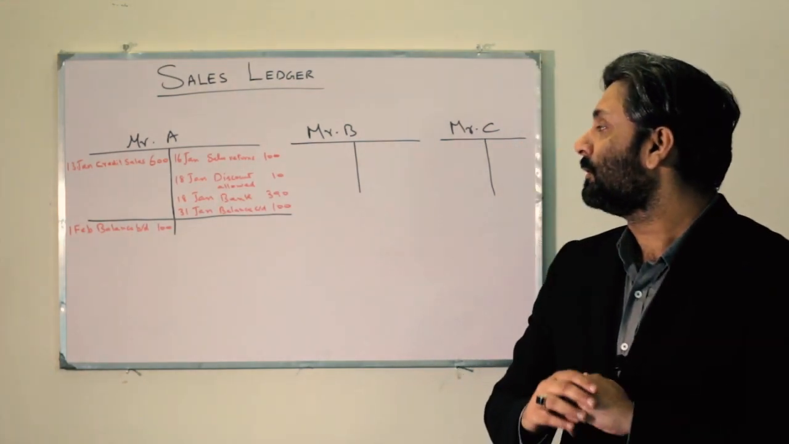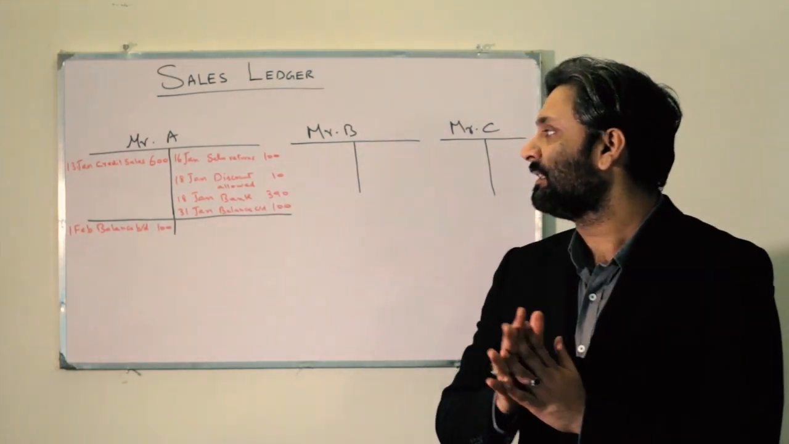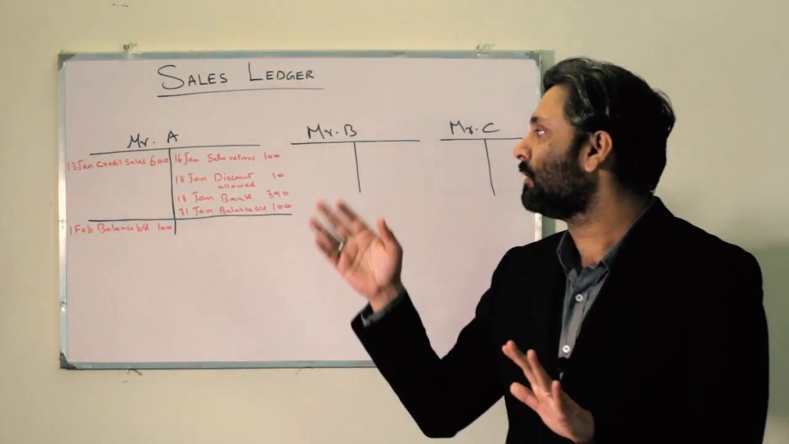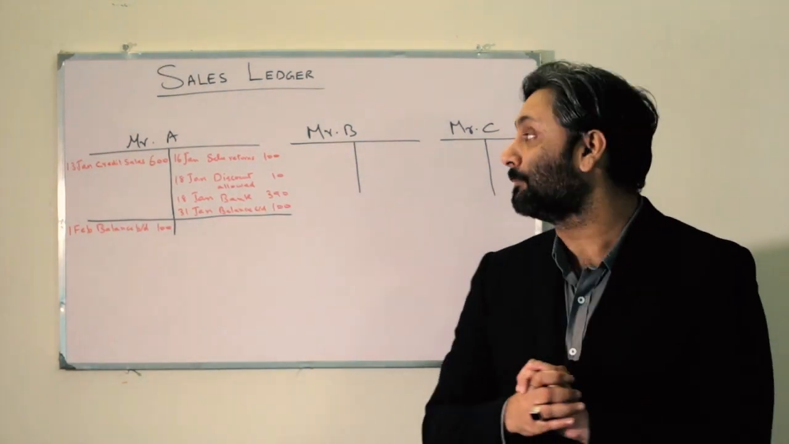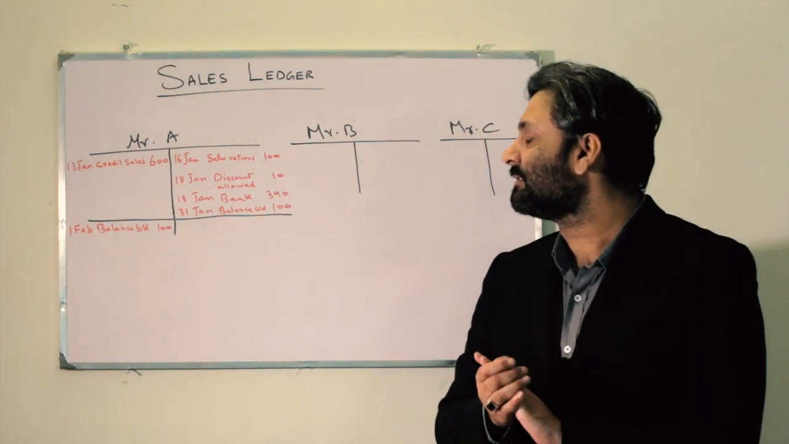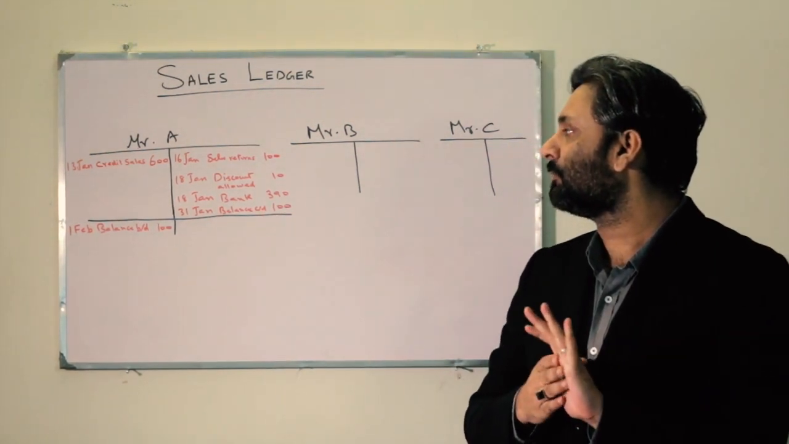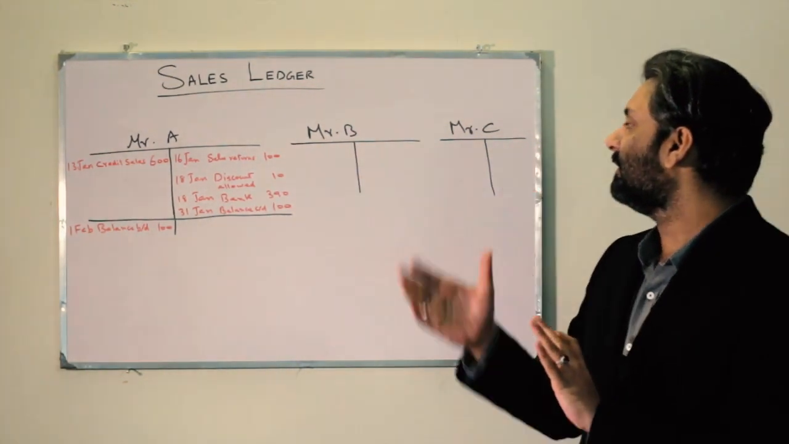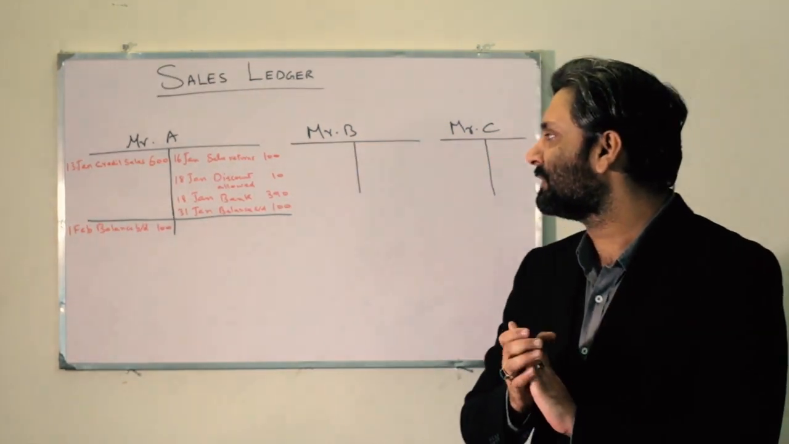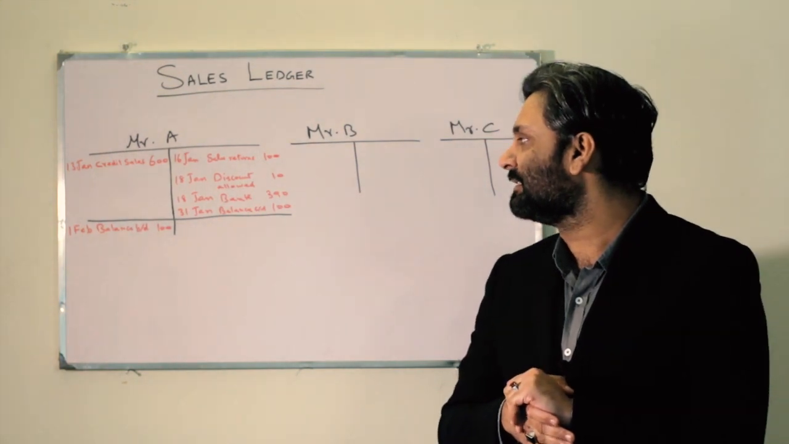In this slide, we are going to talk about the sales ledger. The sales ledger, as I told you in the previous slide, records all the individual accounts of the credit customers or trade receivables. Now, these trade receivables or credit customers are the people from whom we are supposed to collect money.